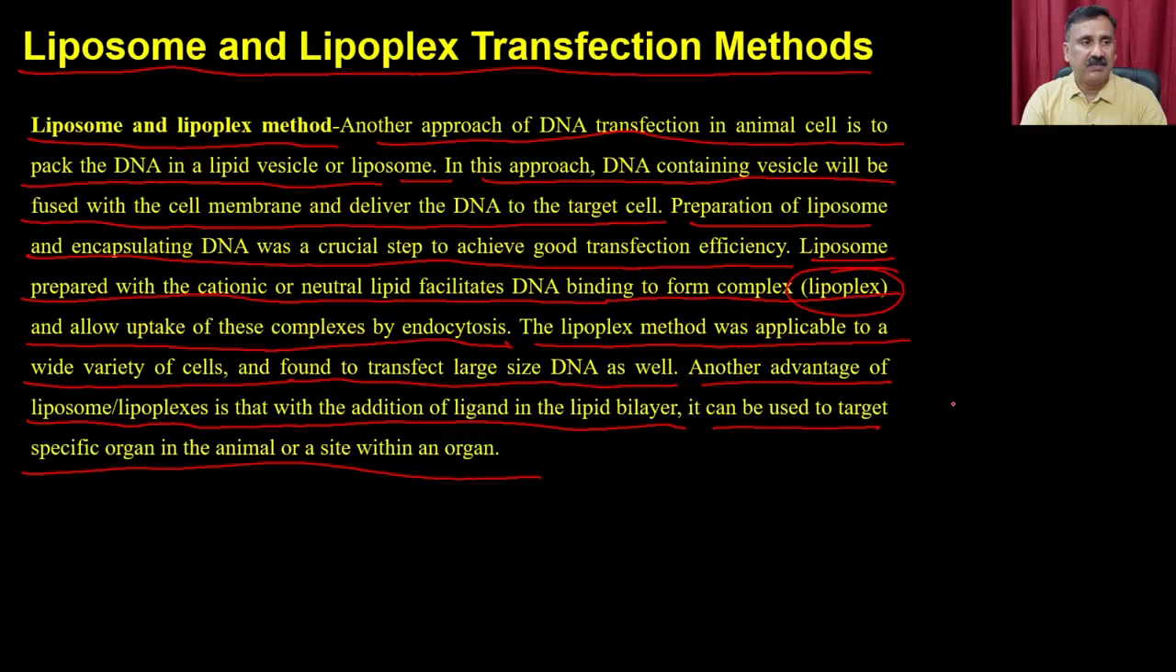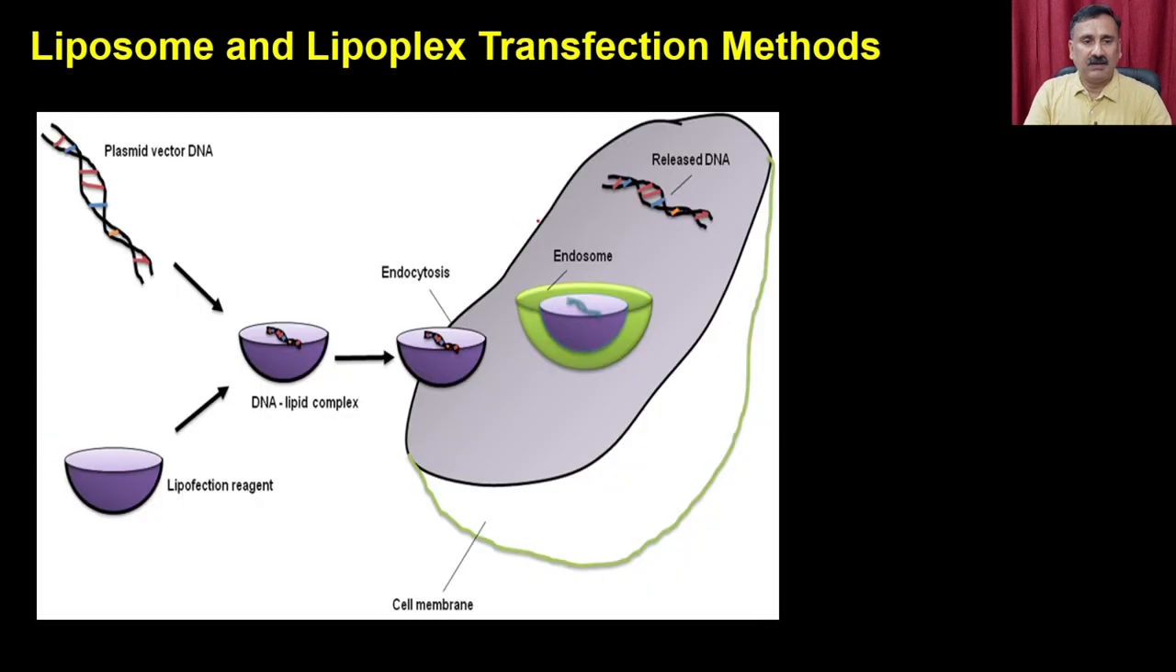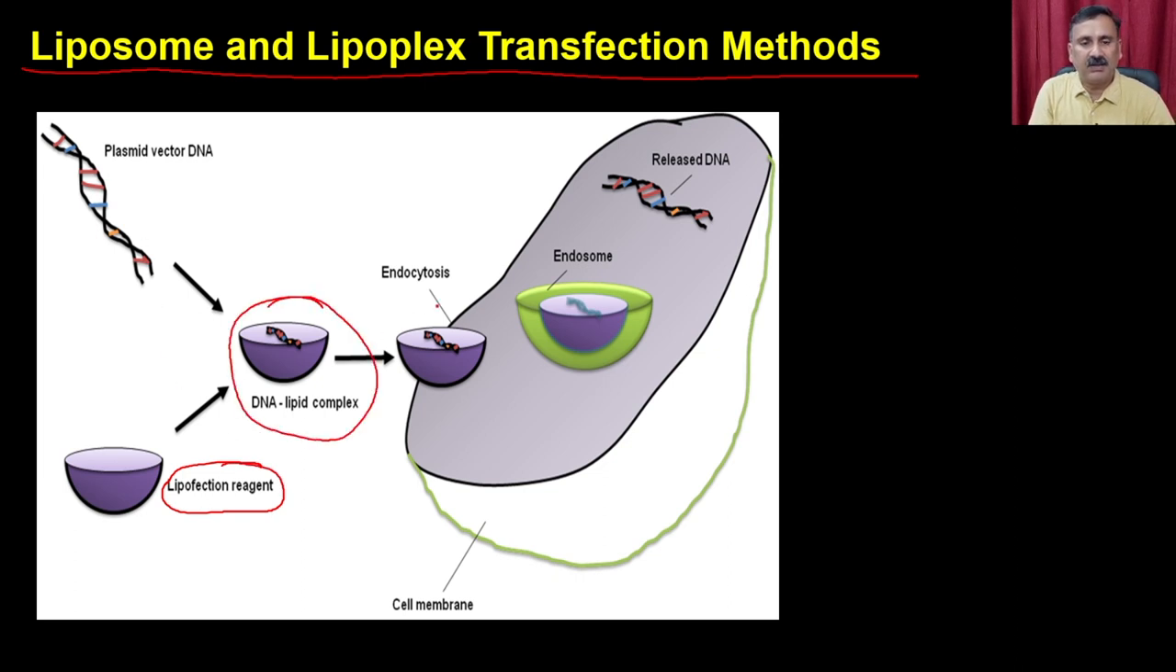Now let's go to the next method, and the next method is the liposome and lipoplex transfection method, that is anyway we have discussed. So this is the basic principle, that you have the lipofectamine reagent, and that is going to make the complex with the DNA. So the DNA complex is going to be taken up by the cell by a process which is called endocytosis, and from the endosome this DNA is going to be released, and this DNA will go to the nucleus for the expression studies.